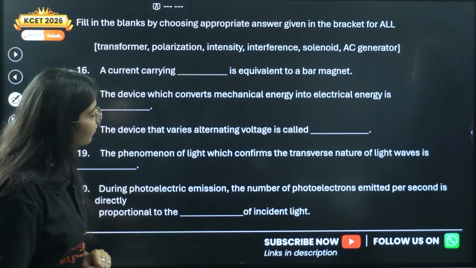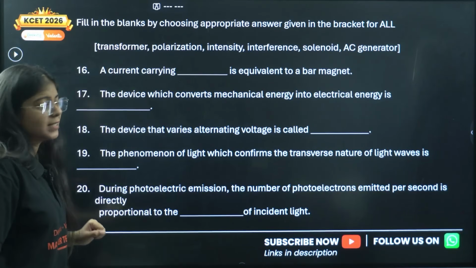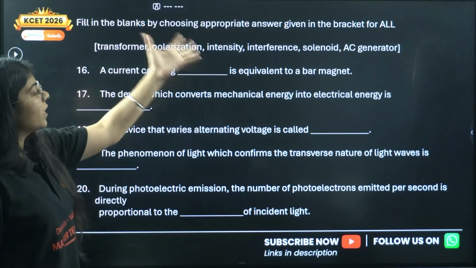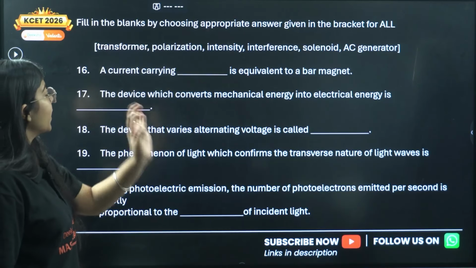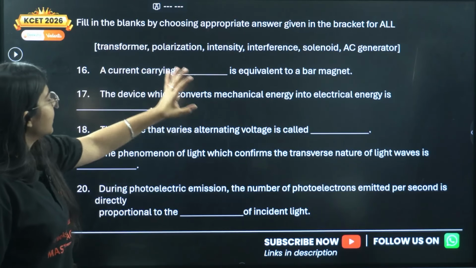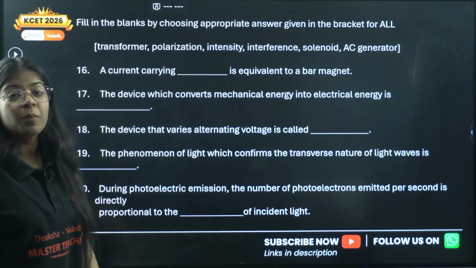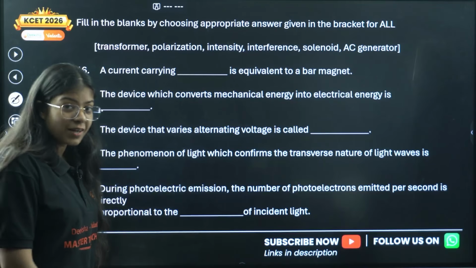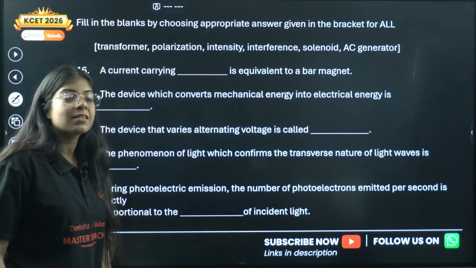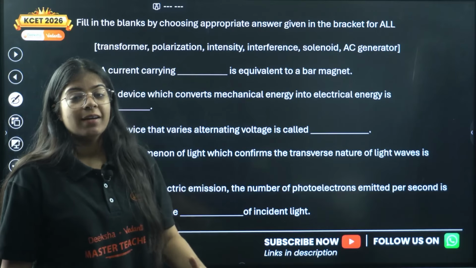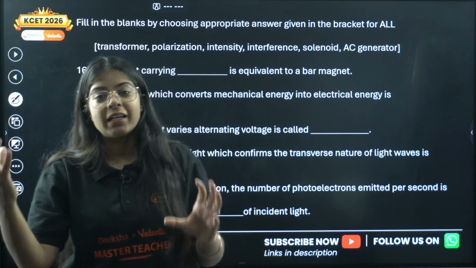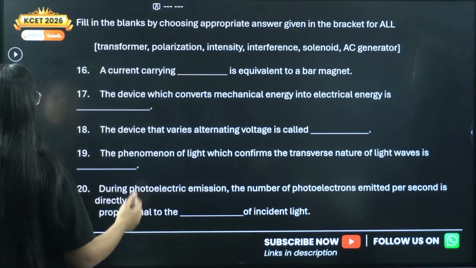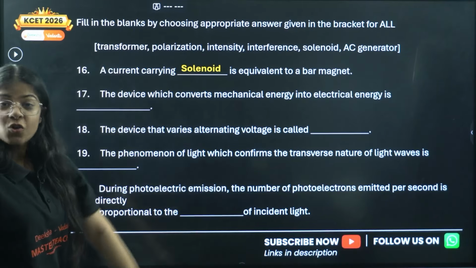Oh, we have fill in the blanks now. Very easy, I guess. We are even given the options for these, but be very careful. A current carrying dash is equivalent to a bar magnet. Now we studied, even in 10th class, that a solenoid, if there is a solenoid, has the same kind of magnetic field as a bar magnet. So that is my solenoid.